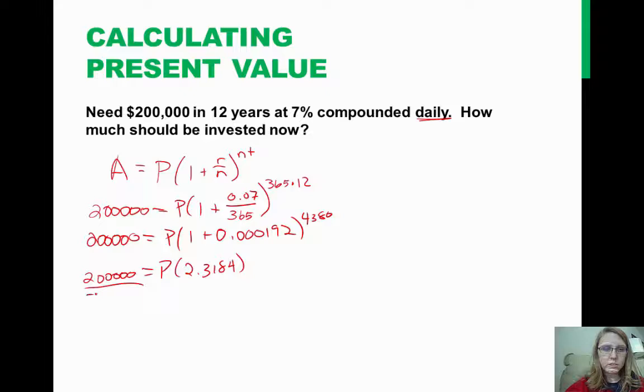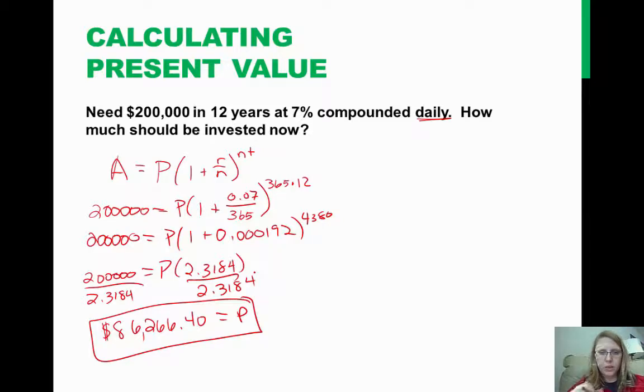So I'm going to divide both sides by 2.3184. And that equals 86,266.40. So we would have to invest today $86,266.40, 86,266 and 40 cents. That would be this one.